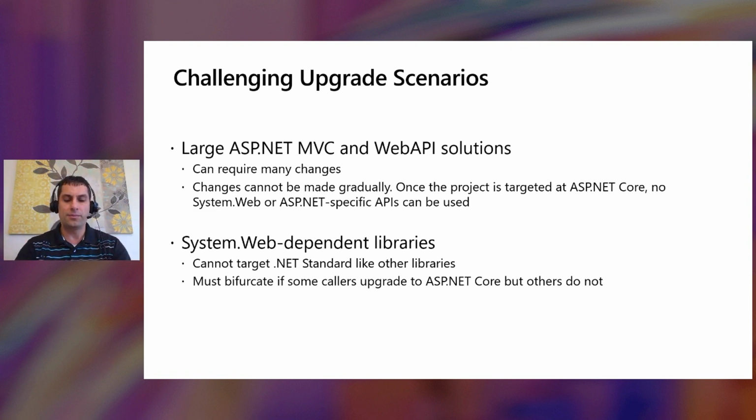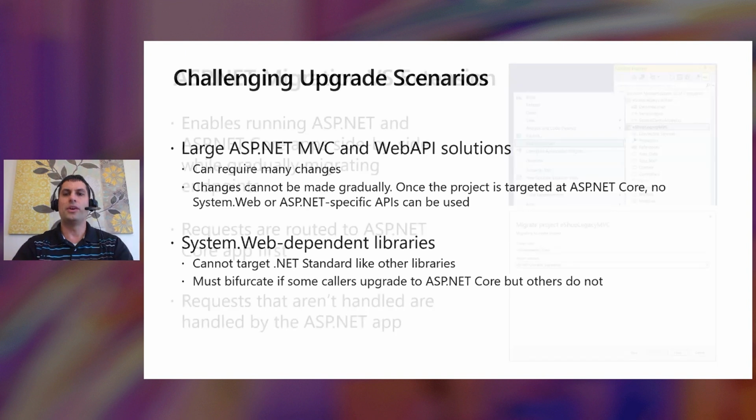So if this library has some callers that are still running as ASP.NET apps and other callers that have already upgraded to ASP.NET Core, you end up having to duplicate this code so that you have one version for one set of callers and one version for another set. And today we're going to be talking about some preview tooling that can help with that scenario as well.